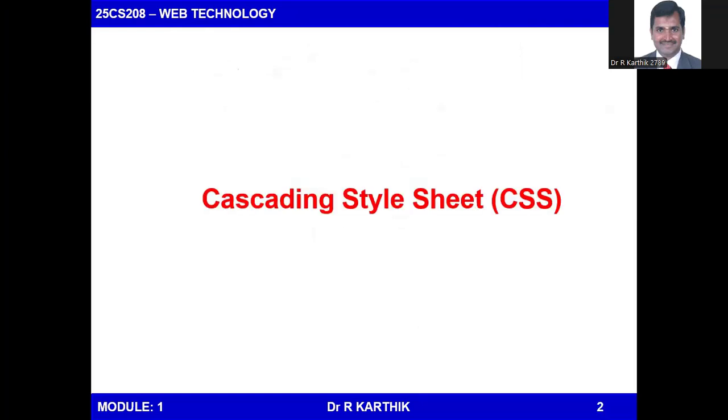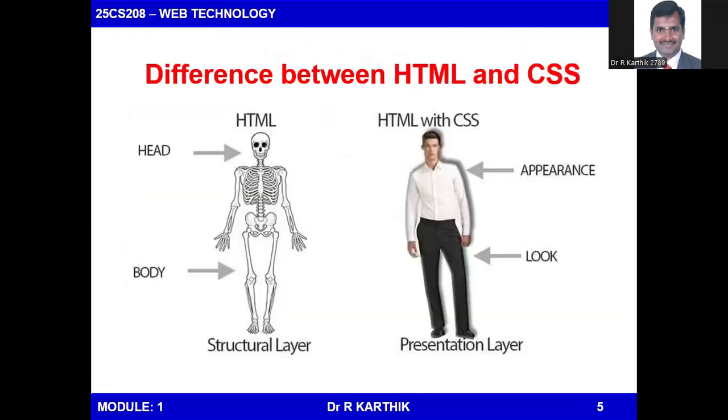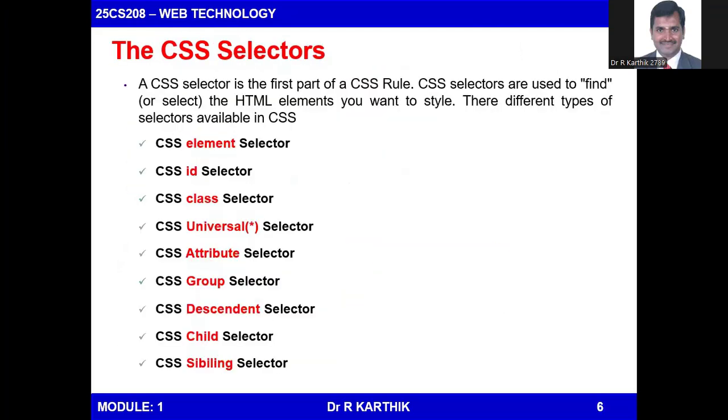First, let's see what CSS selectors are. A CSS selector is the first part of a CSS rule. We have seen in a previous video that the rule is: selector, curly braces, property, colon, value, semicolon, close braces. So the CSS selector is the first part of the CSS rule. It is used to select the HTML elements that need to be styled.